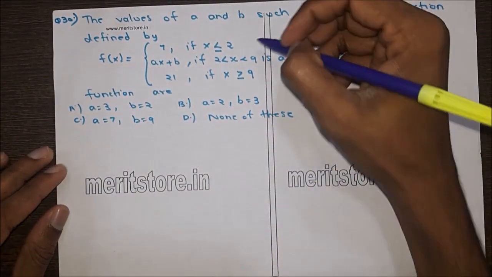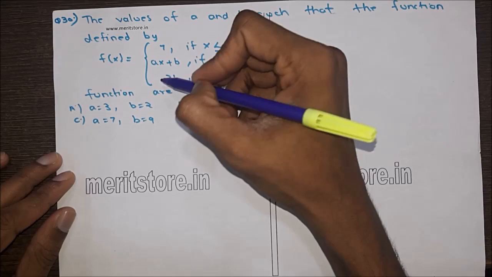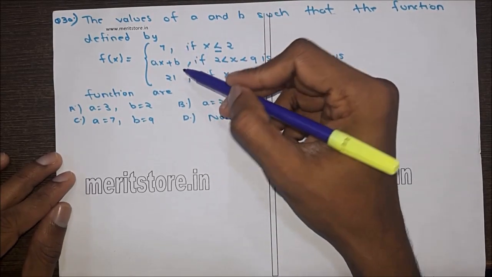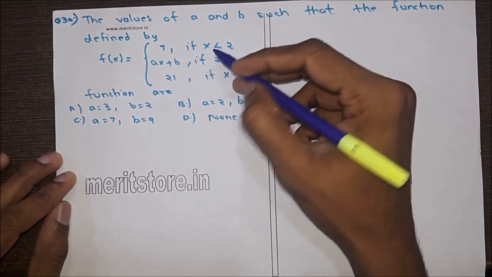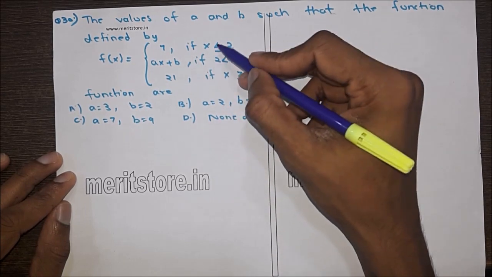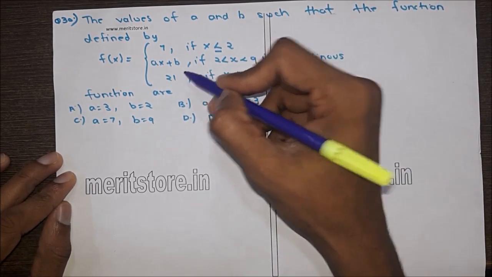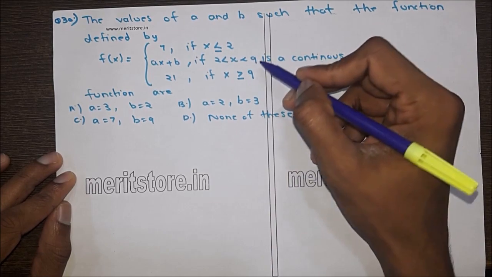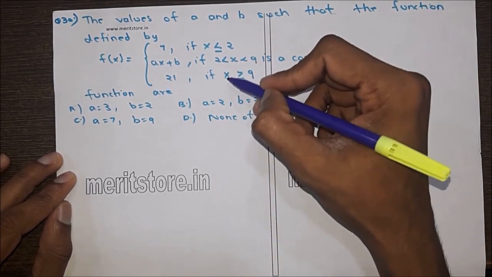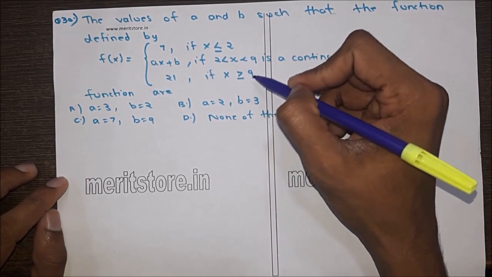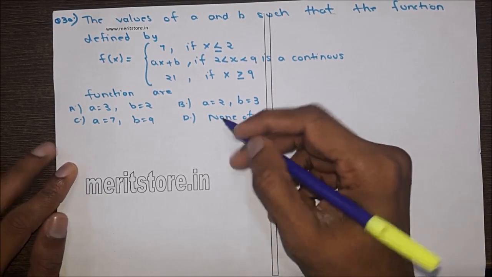Question 30. The values of a and b such that the function defined by f of x equals 7 for x less than 2, ax plus b for x greater than 2 and less than 9, and 21 for x greater than or equal to 9, is continuous. We are given 4 options.